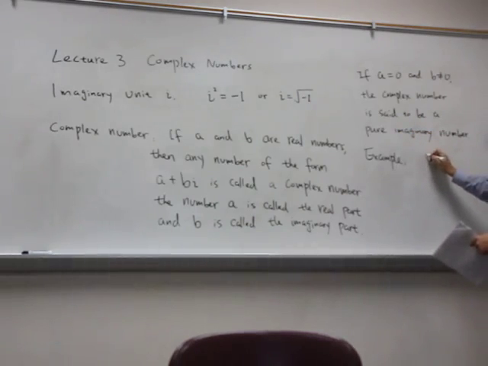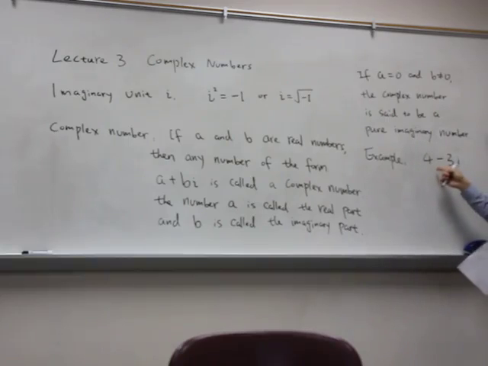Let's say 4 minus 3i. This is a complex number. And in this complex number, the real part is 4. And the imaginary part is not 3. I know someone may see that the imaginary part is 3. No, the imaginary part is -3.